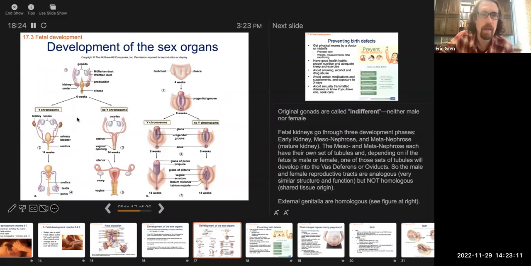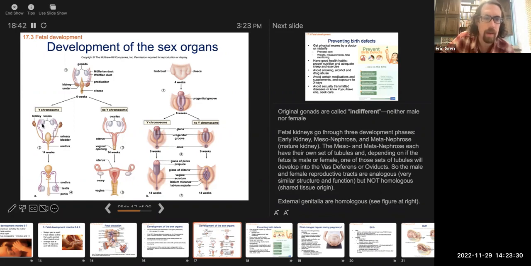Okay. If you have a Y chromosome, and if the SRY, the sex determining region of the Y chromosome, produces TDF, the fetus is going to develop as a male.